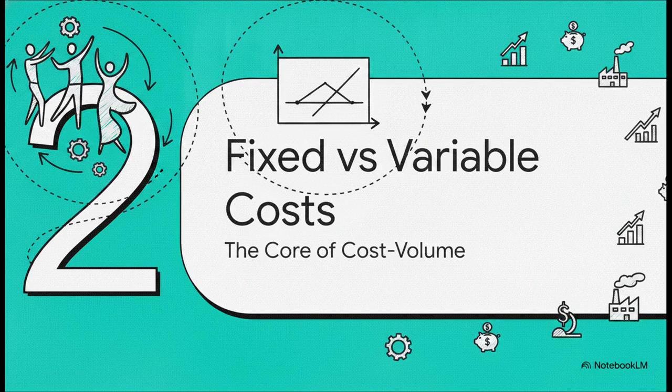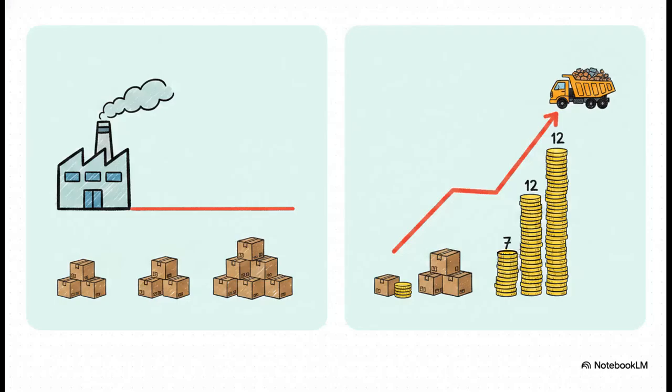Section 2, Fixed versus Variable Costs, the core of cost volume. Let's move to our next building block and see how these two costs dance together in the real world. Let's break down the two main players. Fixed costs? They stay exactly the same no matter what you do. Whether you produce 0 units or 10,000 units, your monthly rent, your insurance, and your setup costs remain completely unaffected.